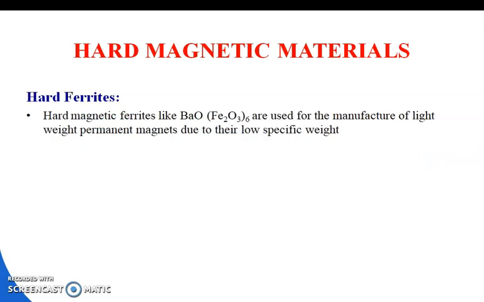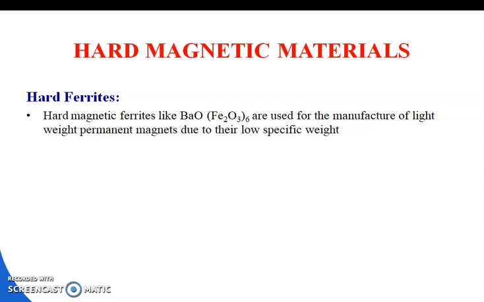Alnico. Hard ferrites: what are hard ferrites? You have to remember the chemical formula of hard ferrites. Hard magnetic ferrites like BaO·Fe2O3 are used in the manufacture of lightweight permanent magnets due to their low specific weight. This is the hard ferrites.